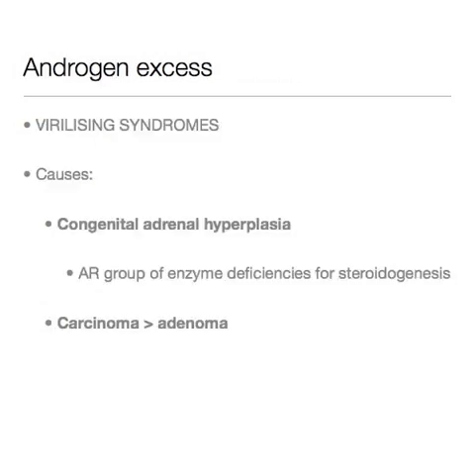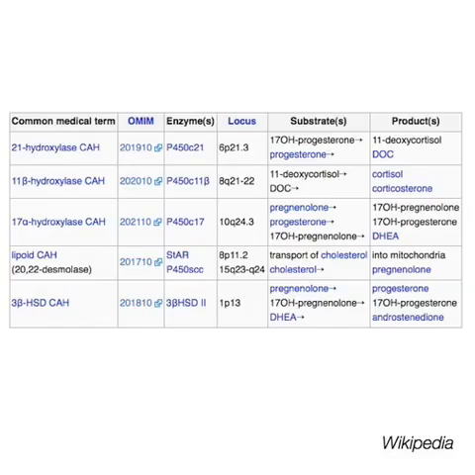So, lastly, with hyperfunction of the adrenal cortex, excess androgens lead to virilizing syndromes. In causes of this, carcinomas are more common than adenomas, but the most important pathology to be aware of is congenital adrenal hyperplasia, which is a group of autosomal recessive disorders affecting enzymes involved in cortical biosynthesis.